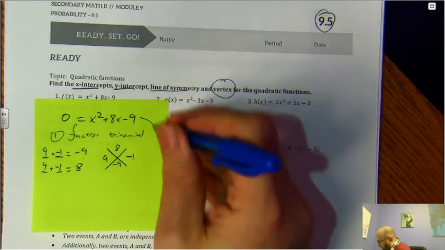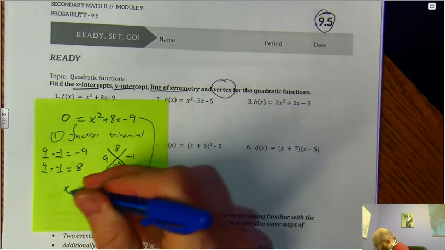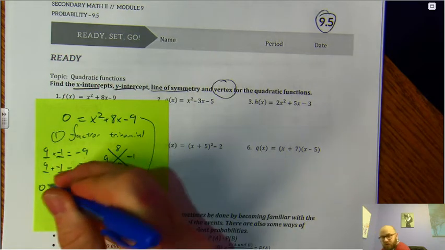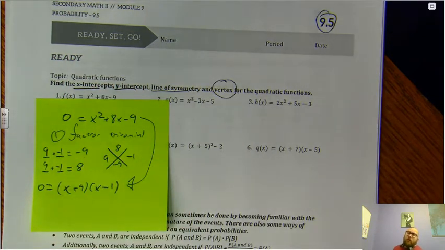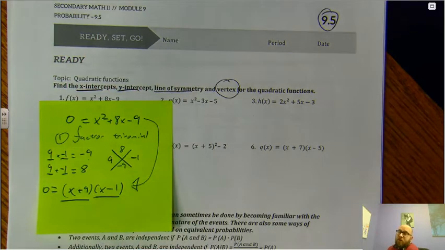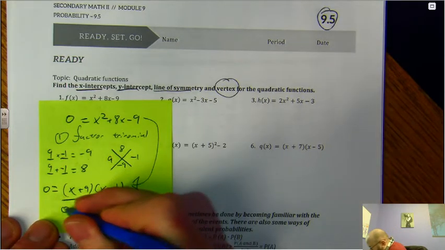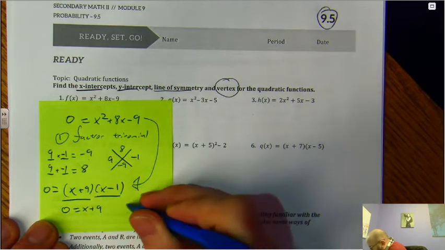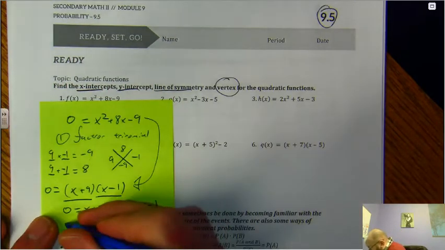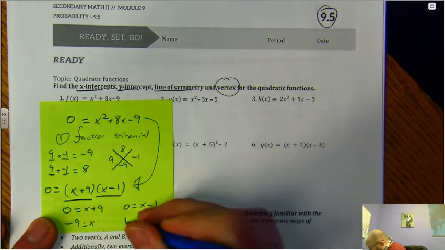So I know that this now factors to be (x plus 9)(x minus 1) equals 0. And so now what I have is two parentheses being multiplied by each other. If one of those is 0, then it would cause the whole thing to be 0. So this is where I get my 2 equations. I know either 0 equals x plus 9 or 0 equals x minus 1. And then from here I can find my values of x. Negative 9 equals x, or 1 equals x.